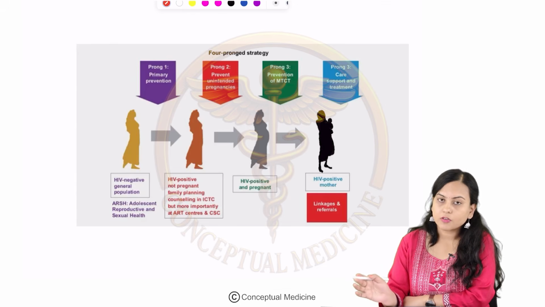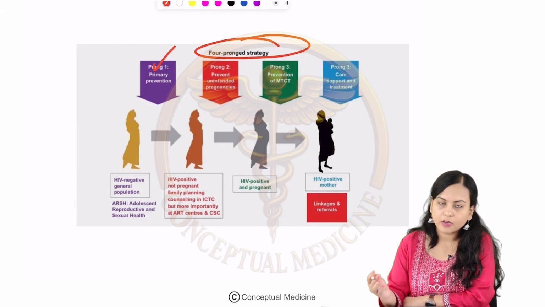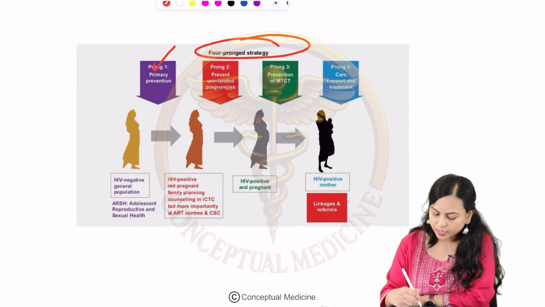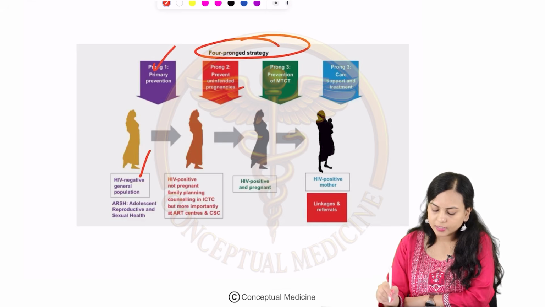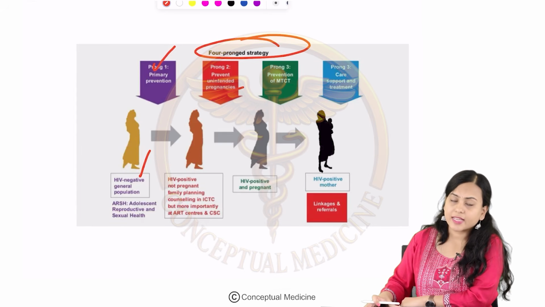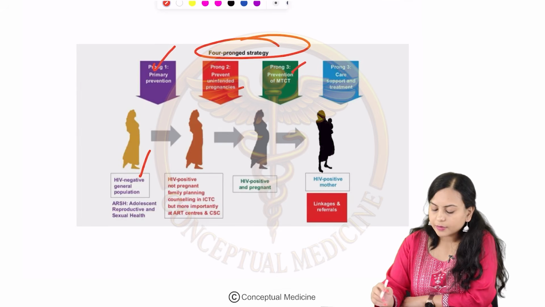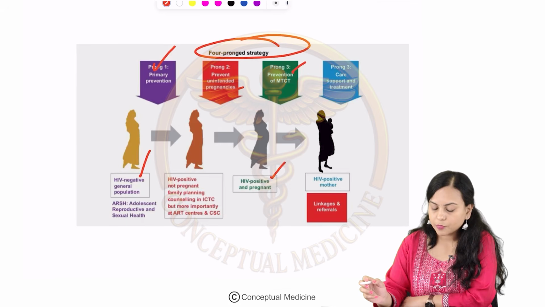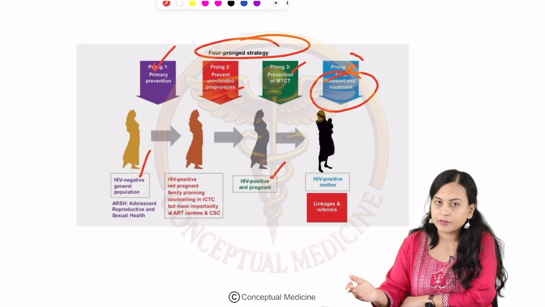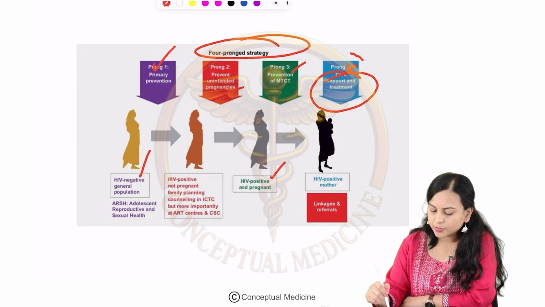Yes. So the screening is mostly offered as a 4-pronged strategy. So we'll be offering it as a primary prevention, okay, to the general population. Then prong 2, we are giving prevention against the unintended pregnancies. So we are giving HIV positive not pregnant by family planning counseling with ICTC, etc. And most importantly, have to give them counseling at ART centers and CSC. And prong 3, we are preventing the MTCT transmission while treating the HIV positive pregnant women. And prong 4 is care and support and treatment if they are diagnosed, okay, HIV positive mother.